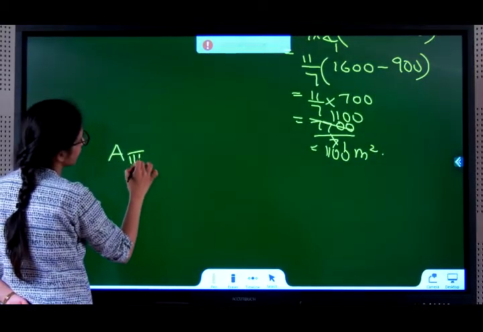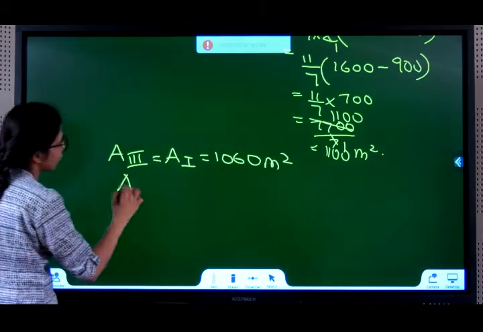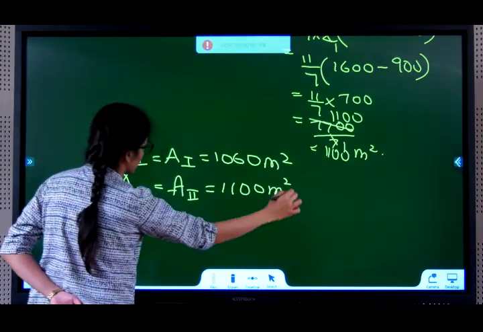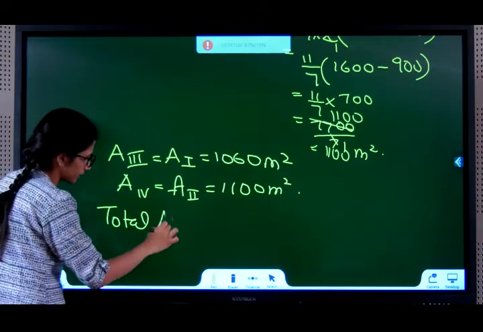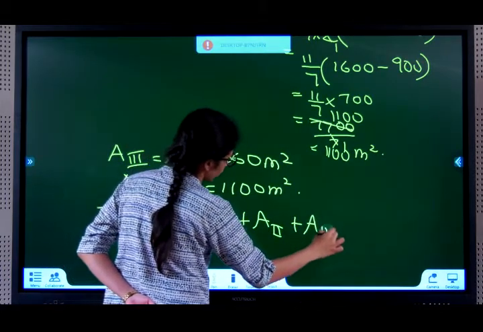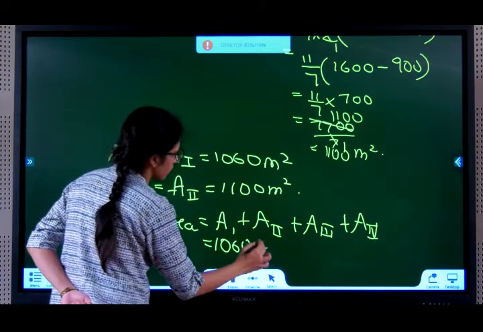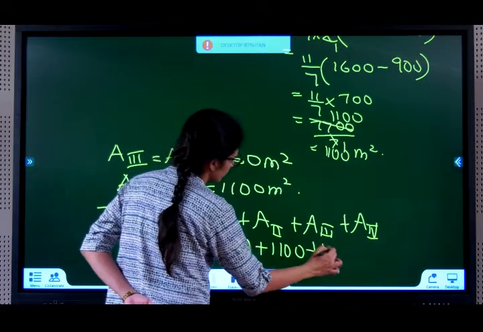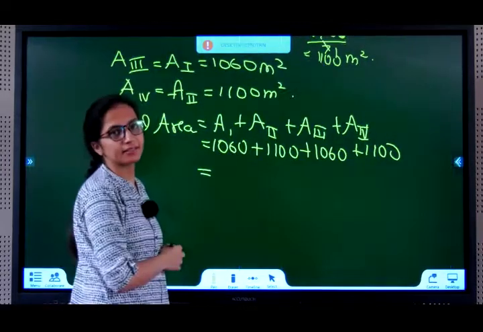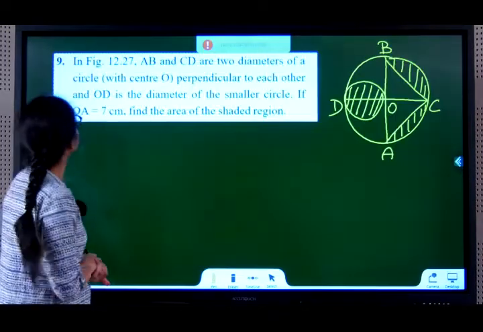Area of 3 will be same as area of 1, so 1060 meter square. Area of 4 will be same as area of 2, that is 1100 meter square. Total area of track equals area of 1 plus area of 2 plus area of 3 plus area of 4. Area of 1 is 1060, area of 2 is 1100, area of 3 is 1060, area of 4 is 1100. On adding all this we get 4320 meter square.